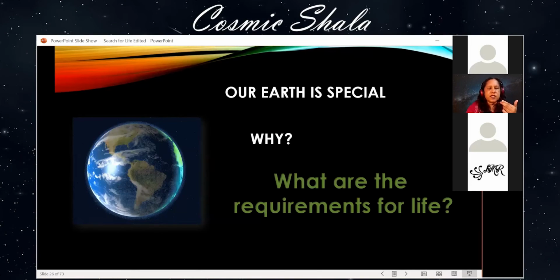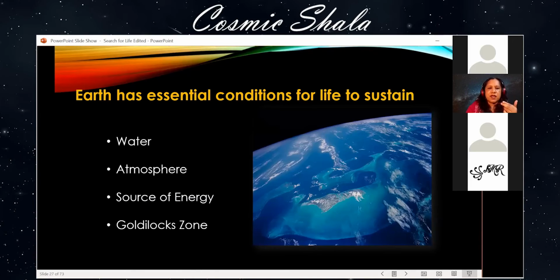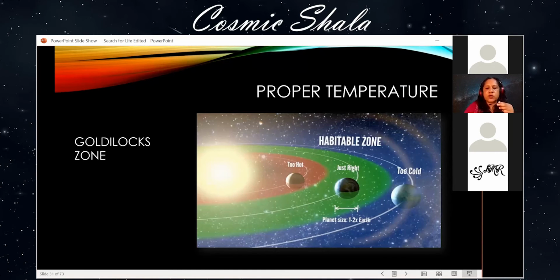So why is our Earth special? Why did life develop there? That brings us to what the requirements for life are. Earth has these conditions that fulfill the requirements: water, atmosphere, source of energy, and the Goldilocks zone. Now, what is the Goldilocks zone?